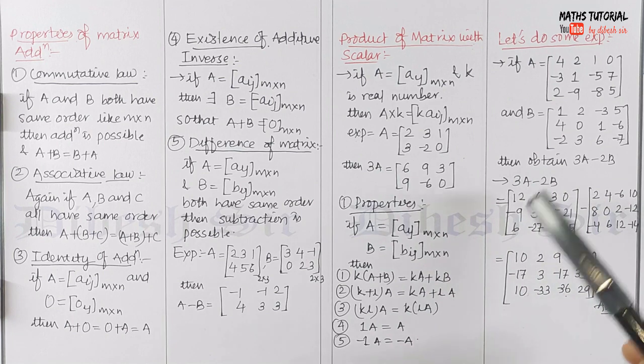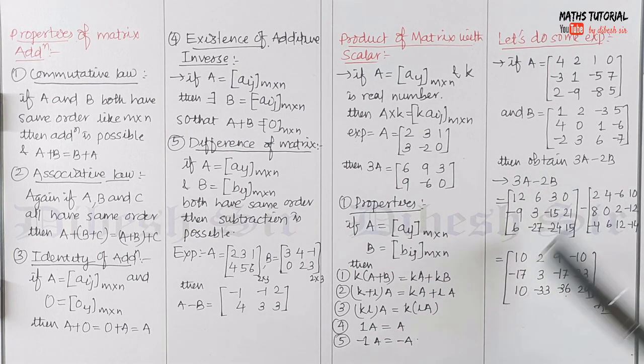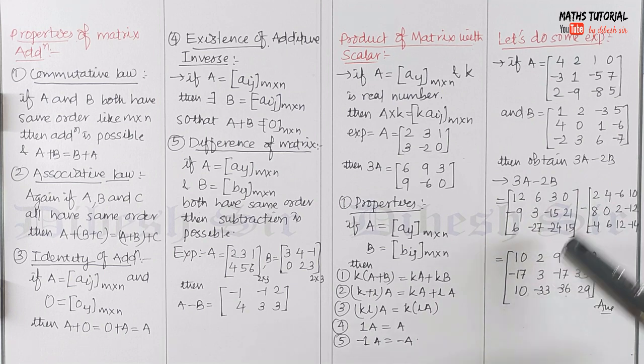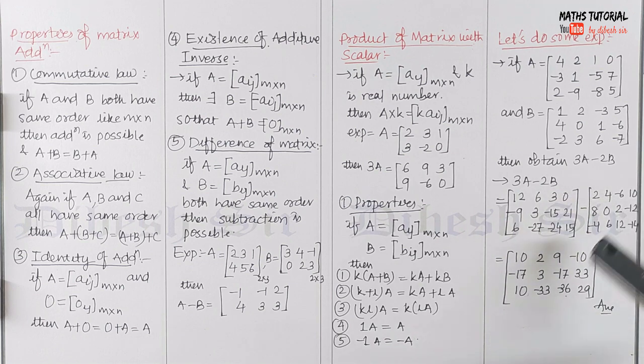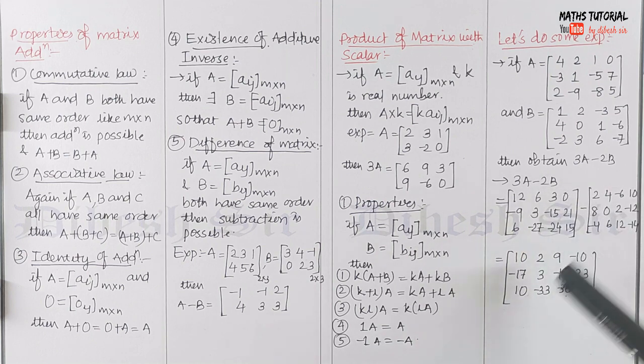Now subtract both of them. So 12 minus 2 is 10, 6 minus 4 is 2, 3 minus -6 is 9, 0 minus 0 is 0, -9 minus 8 is -17, 3 minus 0 is 3, -15 minus 2 is -17, 21 plus 12 is 33, 6 minus -4 is 10, -27 minus 6 is -33, -24 minus 12 is -36, 15 minus -14 is 29. This is our final answer.